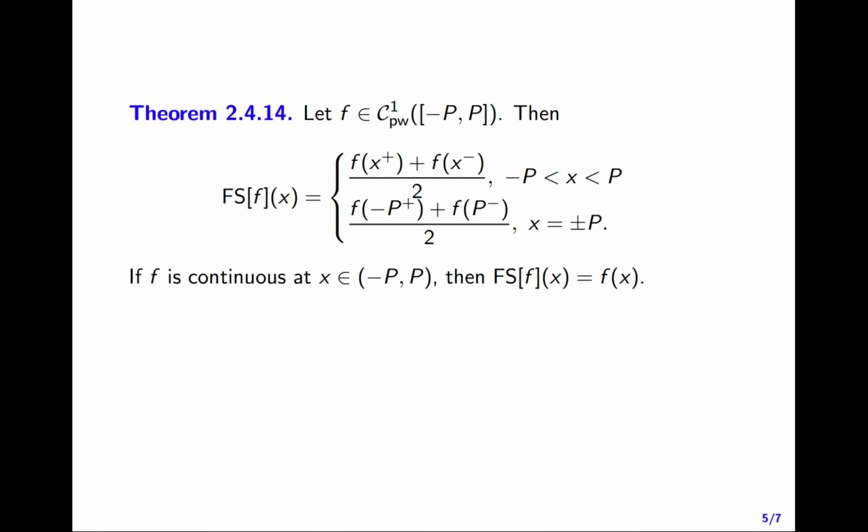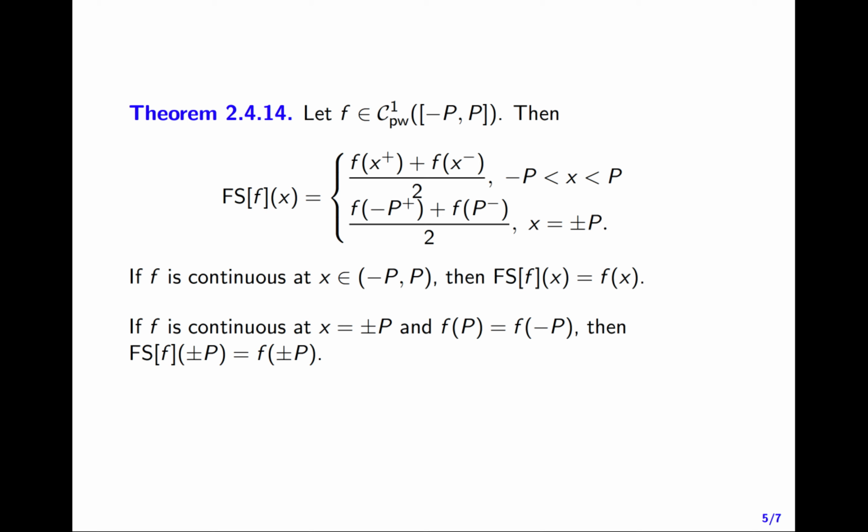In particular, if f is continuous at a point in the interior of this interval minus p to p, not including plus or minus p, then the left and right limits for f at that point x have to be the same, and so the Fourier series for f at x converges right back to f of x. So continuity on the interior of the interval guarantees not only convergence of the Fourier series at x as a series of complex numbers, but convergence back to your original function f of x.